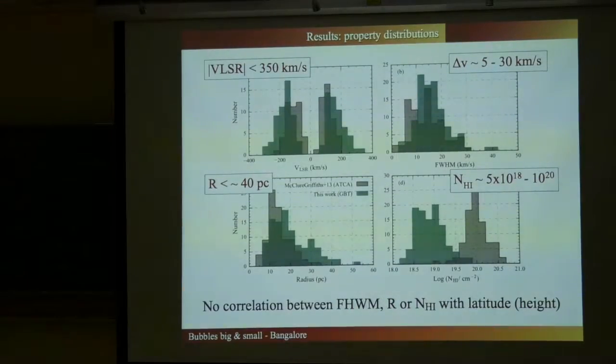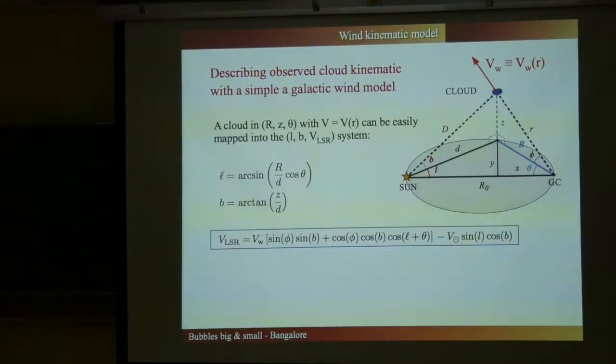Okay, so we have this beautiful population, we have to do something with that. So we try to do the dumbest thing possible, which is modeling the kinematics of the population in terms of an expanding outflow from the galactic center. If you look at this very artistic cartoon, this is the galactic center, the sun is rotating around the galactic center, and we are observing a cloud at a given position, and this cloud is given a velocity, which is purely radial. And the system can be easily mapped into the observed longitude, latitude, and VLSR, this is high school trigonometry.